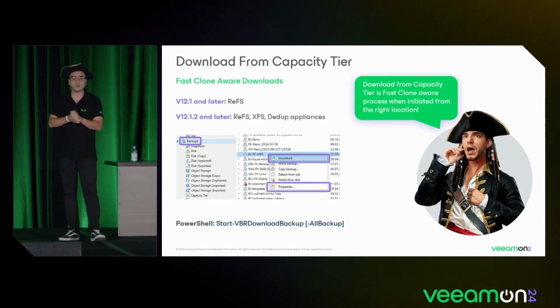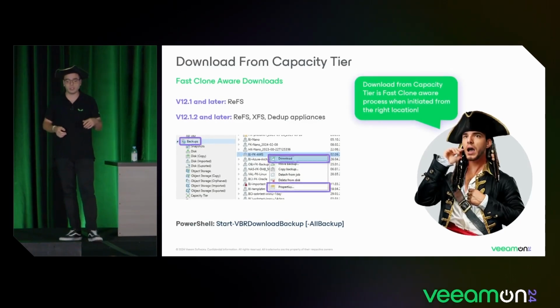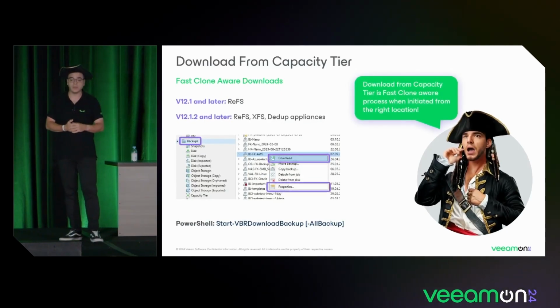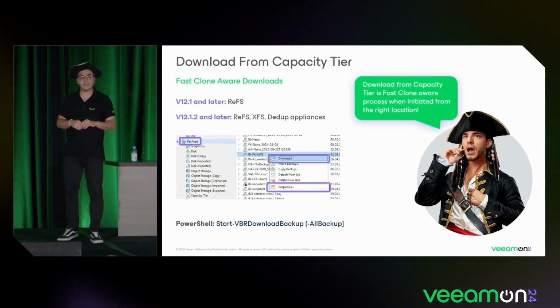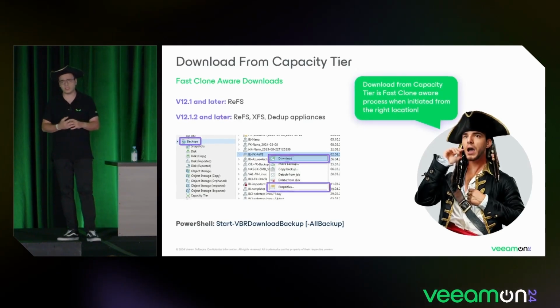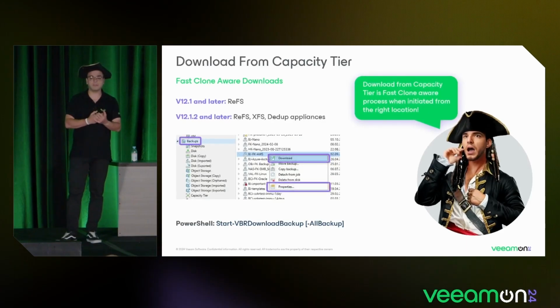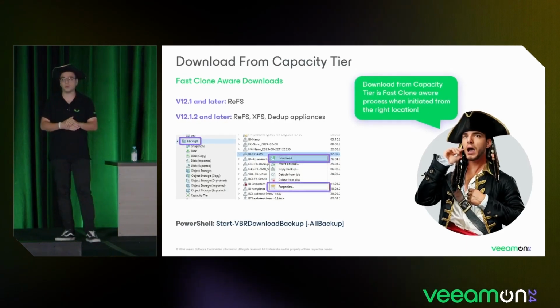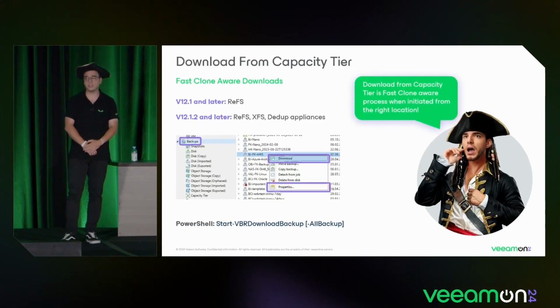Now in version 12.1, as you can see, we have introduced fast clone support for downloading those backup files. So if you start the download from the backups node, as you can see on the screenshot here, then we will use fast clone on ReFS. If you are on the latest patch, which we released 2 weeks ago, then fast clone is also supported for ReFS, XFS, and dedupe appliances if you download from the capacity tier to one of those performance tier extents.